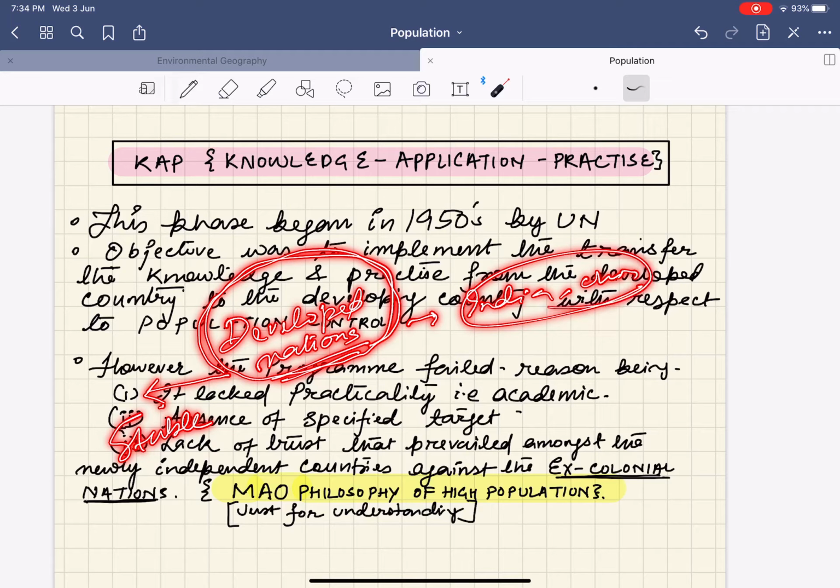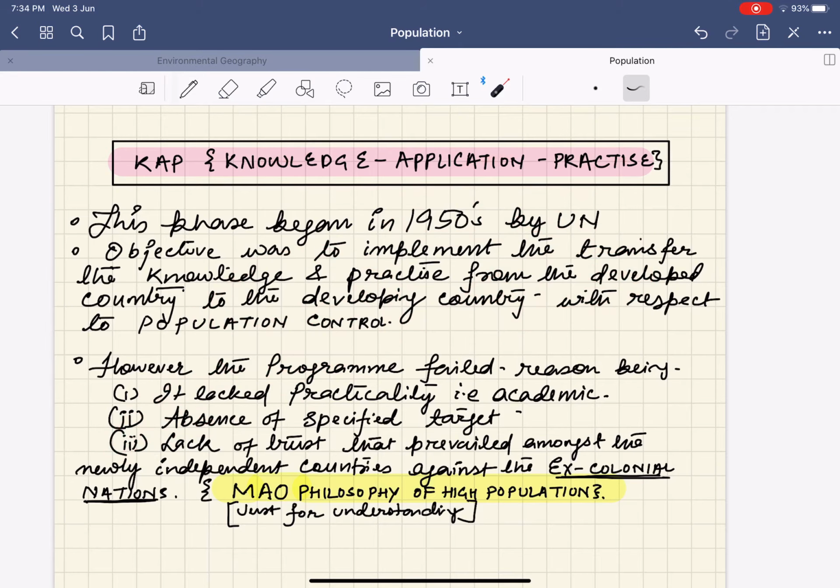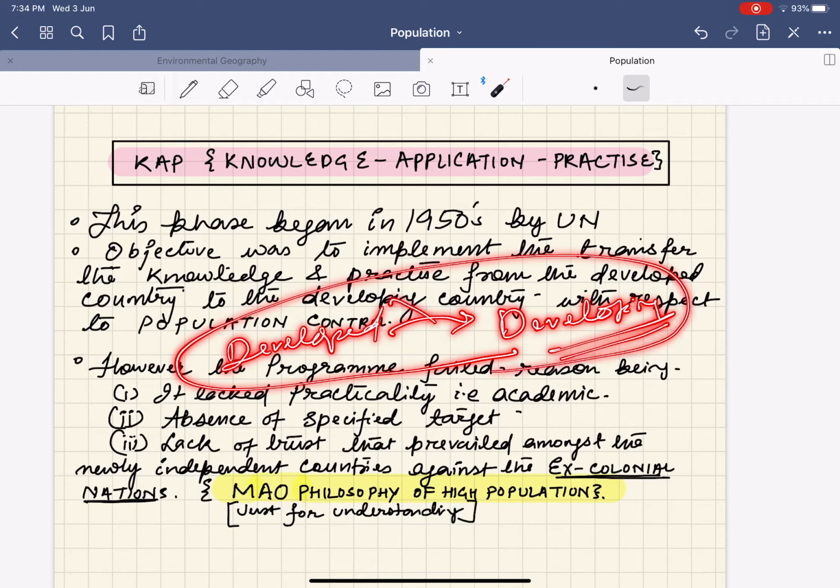Hence, this program of the KAP, that is Knowledge Application Practice, initiated by the UN in 1950, had as its basic objective: now let's implement the knowledge that has been developed by the developed nations in controlling the population of your developing and least developed nations. But what happened was that this actually failed.